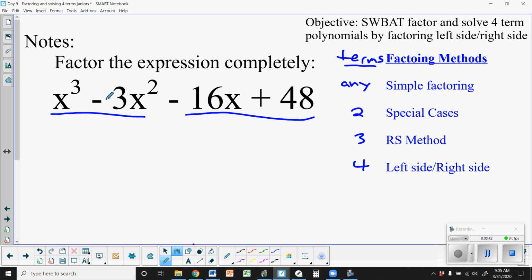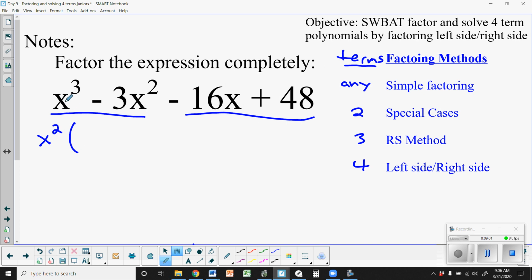So what can we factor out of this left side? And notice that this is something that we do in the RS method, but we can also use this to factor 4 terms. So we have x cubed minus 3x squared. Notice that we can factor out, that's right, x squared. So let's factor out x squared.